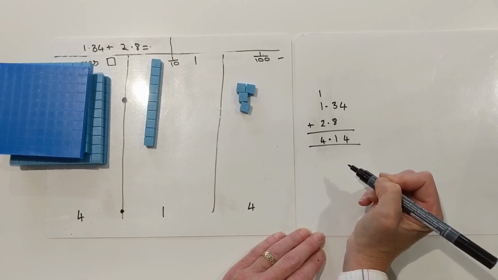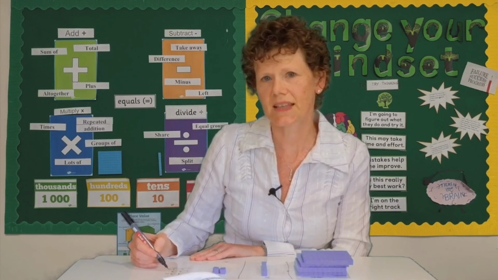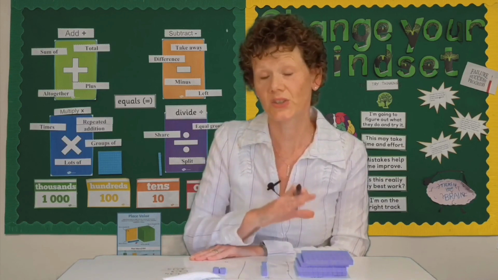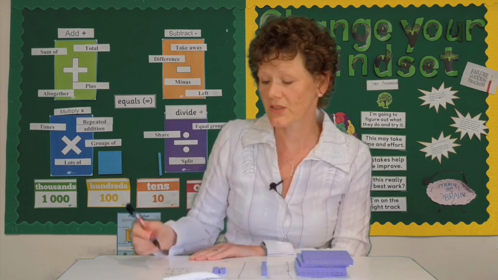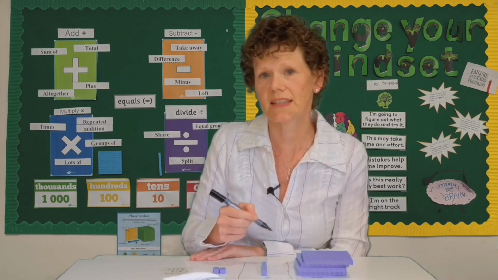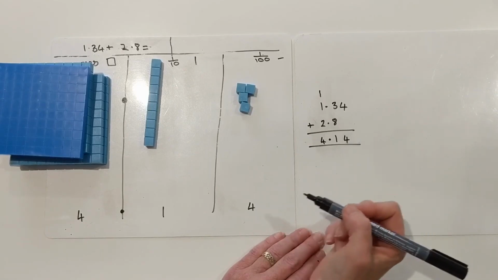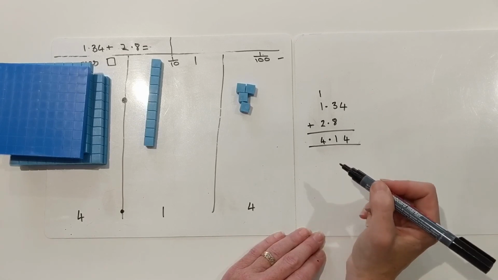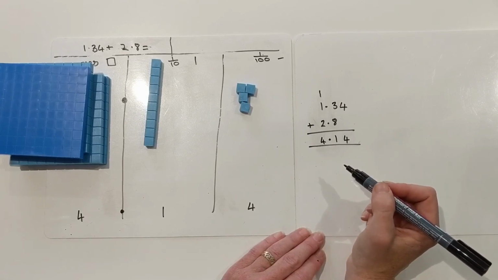This is quite a big step for the children, moving into the decimal columns, even though they're quite secure in the other columns. So this is really worth spending some time using the dienes and getting them used to this idea of tenths and 100ths and what they look like and what they actually mean.